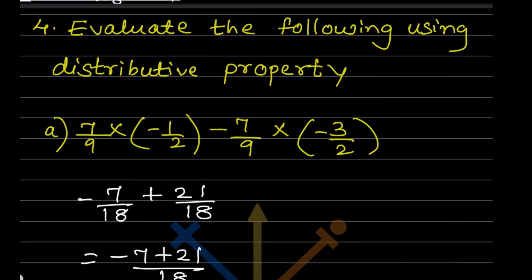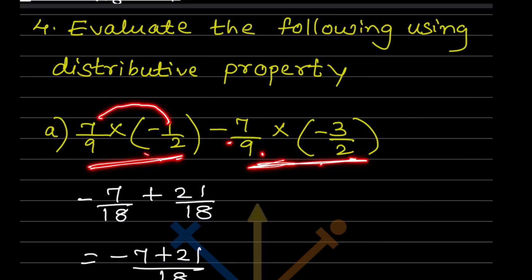Now here they said evaluate the following using distributive property. So now what are you going to do first? We will take this together because this is multiplication, a into b minus, here again this will take together. So now we are going to multiply this into this, and whenever there is multiplication, we are going to multiply the denominator as well. So in this one there is minus, so minus 7 by 18.